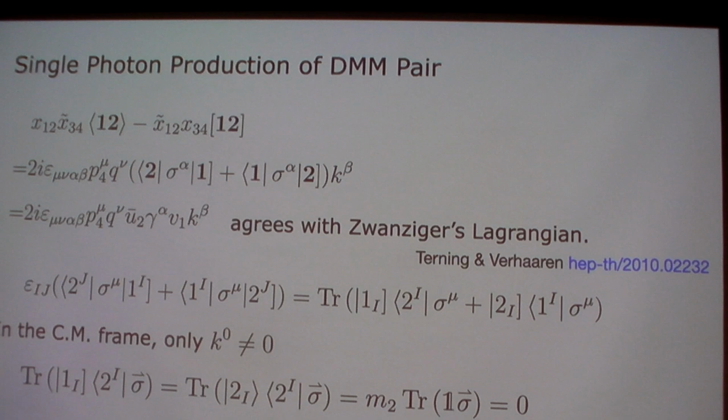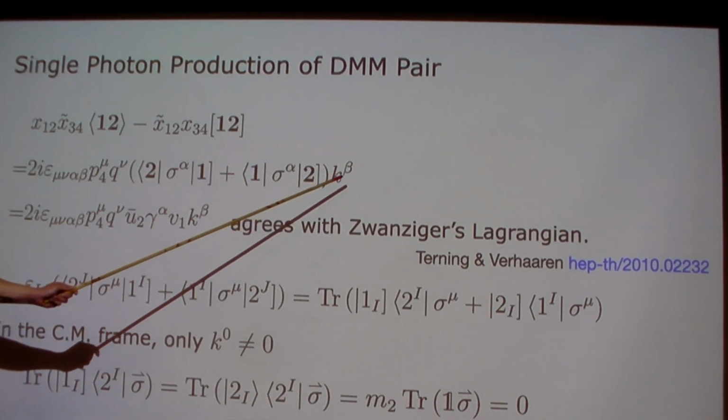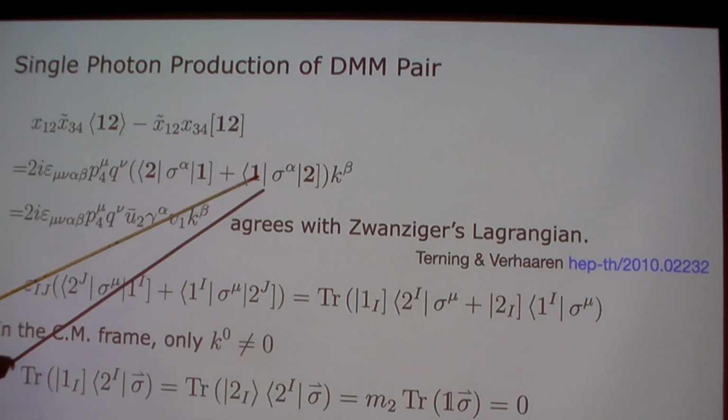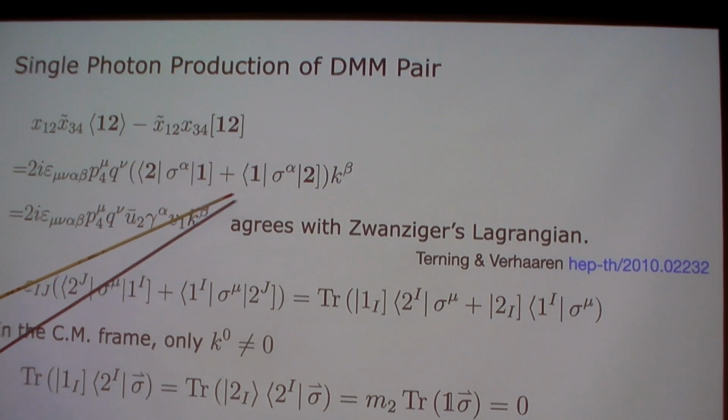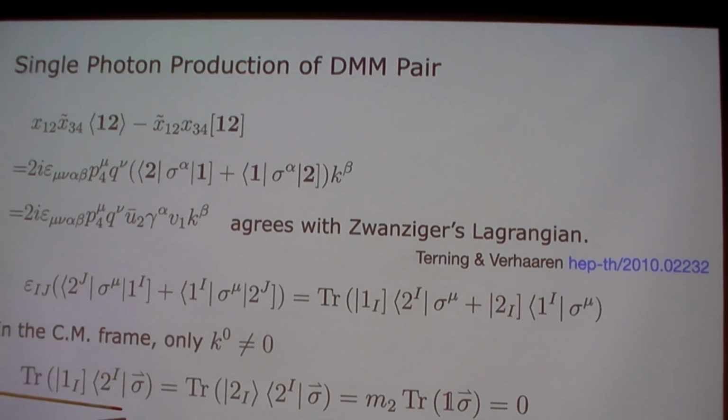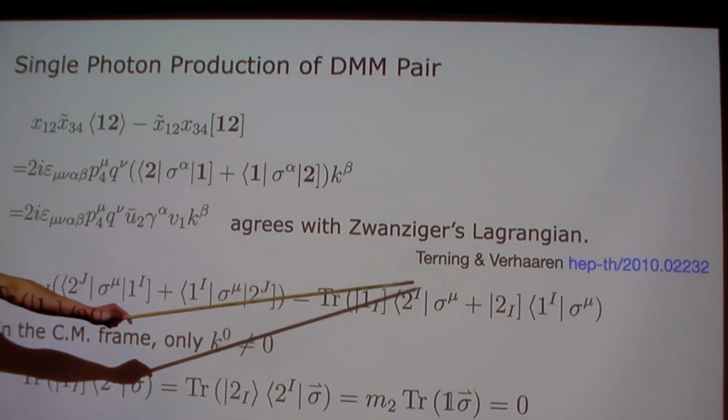Now, let's look at this expression in the center of mass frame, in which the photon only has a time component in its momentum. Because of this Levi-Civita tensor, if K only has a time component, then the others must have spatial components to give a non-zero result. So let's look at the spatial component of this thing, where the sigma matrix just becomes the Pauli matrix. Let's look at just one of the terms.